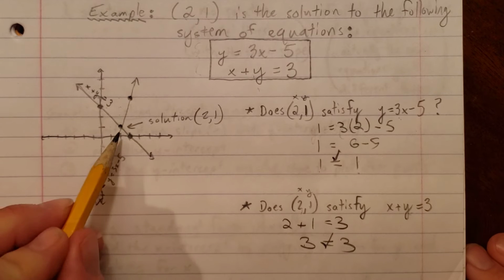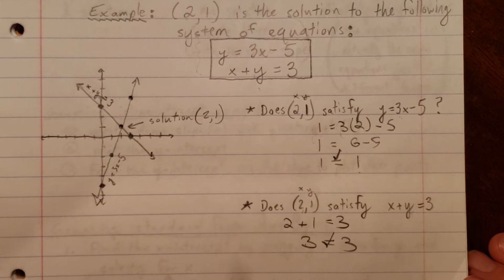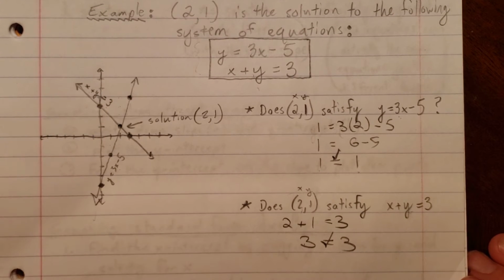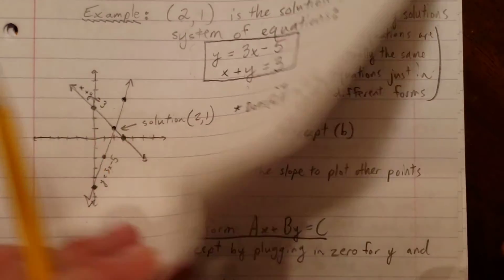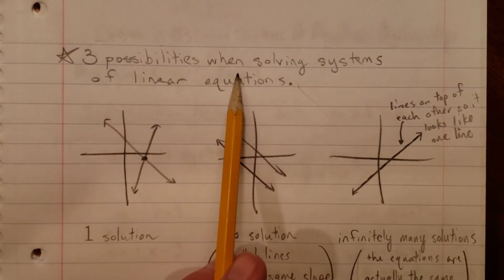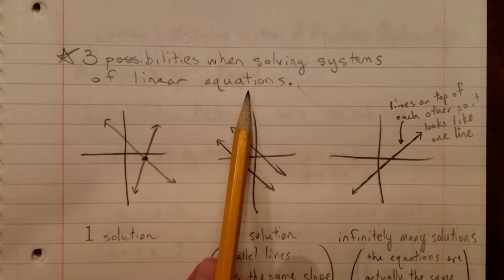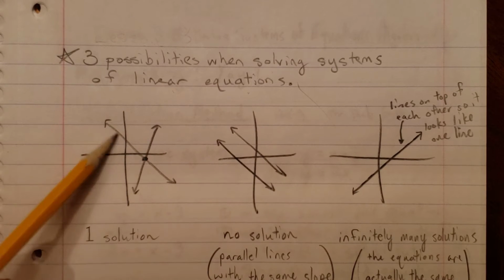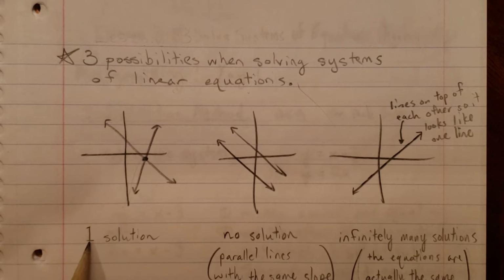There's only one solution in this case because they cross like that. There are two other types of situations that can happen, and those will be shown in this little diagram here. There are 3 possibilities when solving systems of linear equations. The lines can cross, so there's one solution.